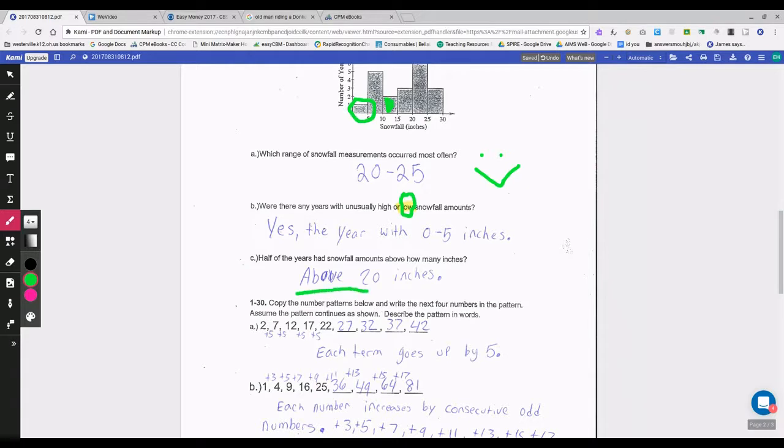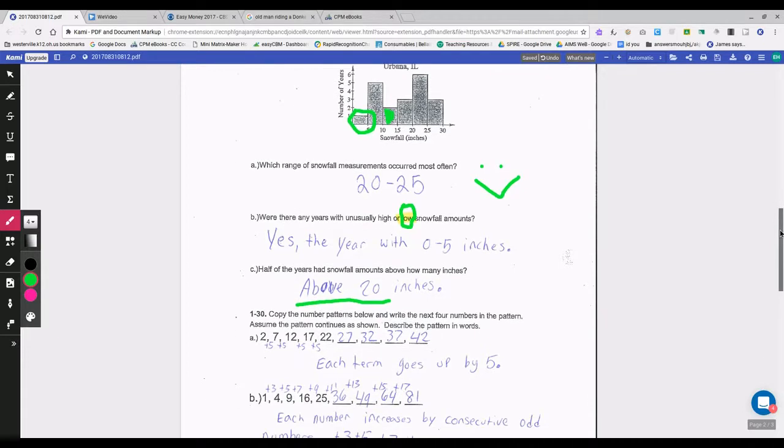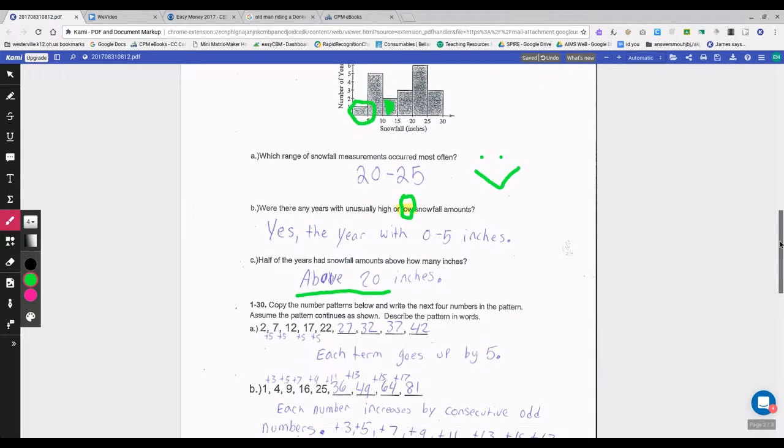I don't even like this answer because it says half of the years. The book says 20 inches. That's not really half the years looking at that graph. So we might have got different answers there. So don't worry about that.